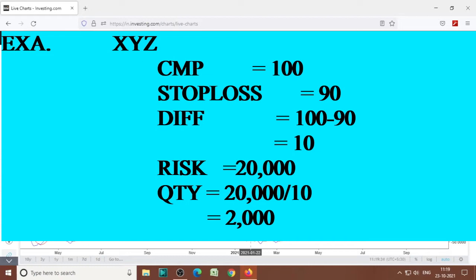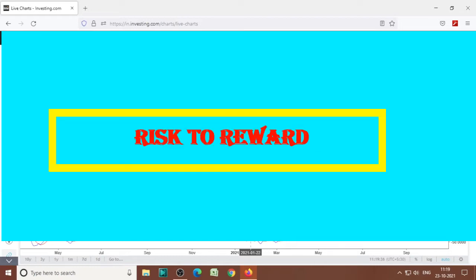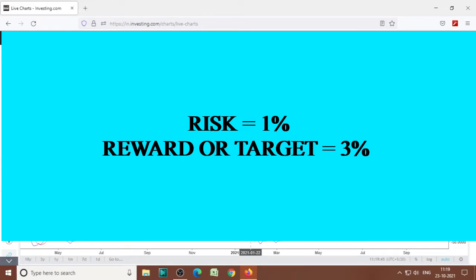Now let's go to the third point, which is risk reward ratio. The risk reward ratio will be 1 to 3. So if the risk is 1%, the target will be 3%. As we are taking 2% risk of our overall capital, the target will be 6%. So that is the risk reward ratio.